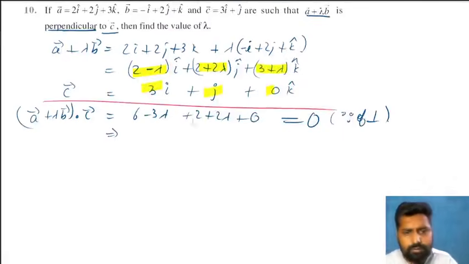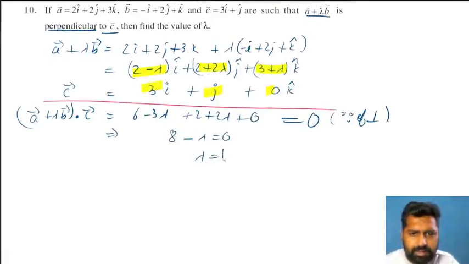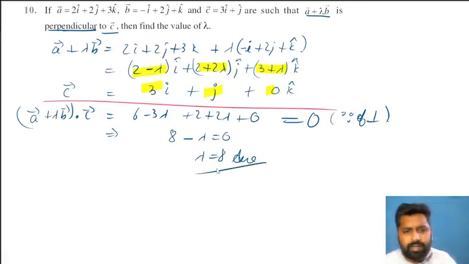Let's solve it. Now this becomes 8 minus lambda is equal to 0. Lambda is coming 8. Good answer. Means the value is actually not in fraction. Okay. So I hope this is clear now.